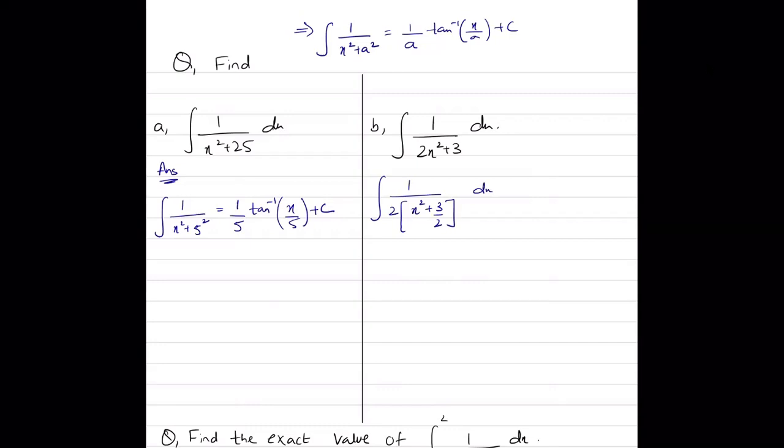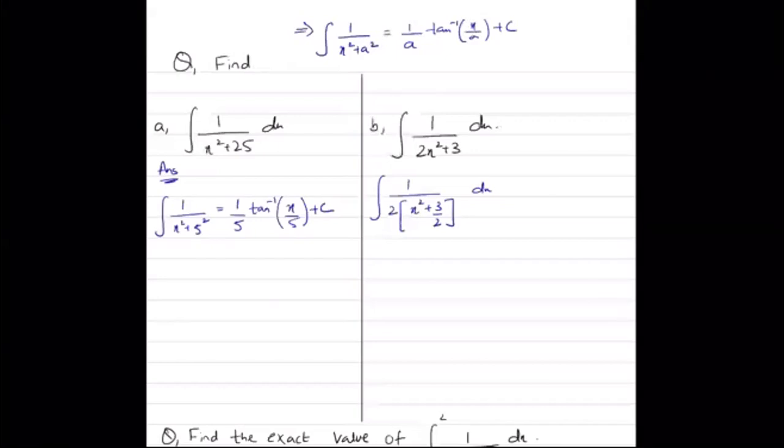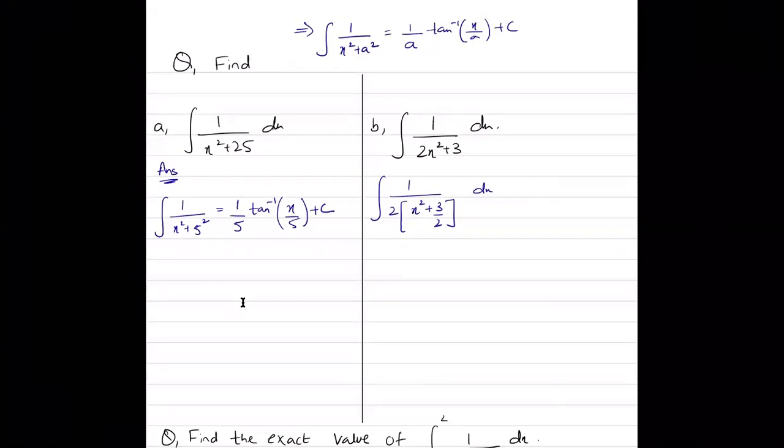Then what do you plan on doing? You just do 2 times. I can take 1 upon 2 outside. So I'm just going to be left with 1 upon x square plus 3 upon 2. Is this in the form of 1 upon x square plus a square yet? No, you have to root it. You have to square root it. So what is the value of a basically?